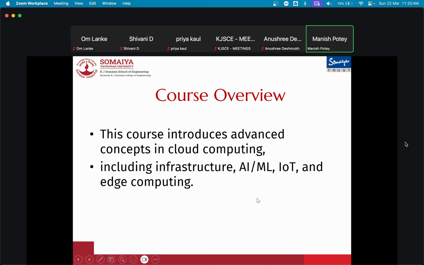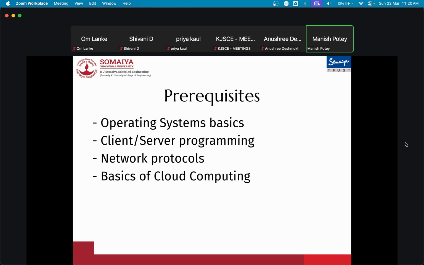In this particular course, we will include cloud infrastructure, AI, ML, IoT, and edge computing. These are the advanced topics that are covered in this course. The prerequisites for this course are operating systems, client server programming, network protocols, and basics of cloud computing.